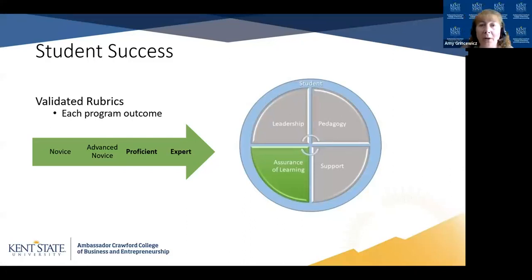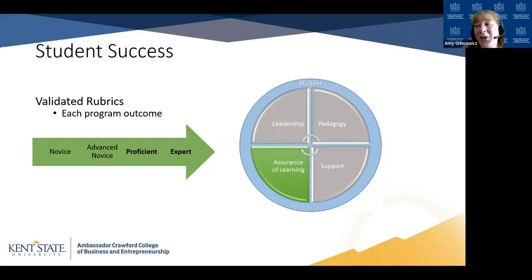And then our final piece of data that we collect is regarding our student success, which is where the assurance of learning comes in. We have validated rubrics for all of our program learning outcomes. Students are assessed, and we look for proficient and expert on each of those rubrics. That's the fun part, looking at the program level and looking at that curriculum. That's where we're at now, still making changes with some of the results I'm going to share.